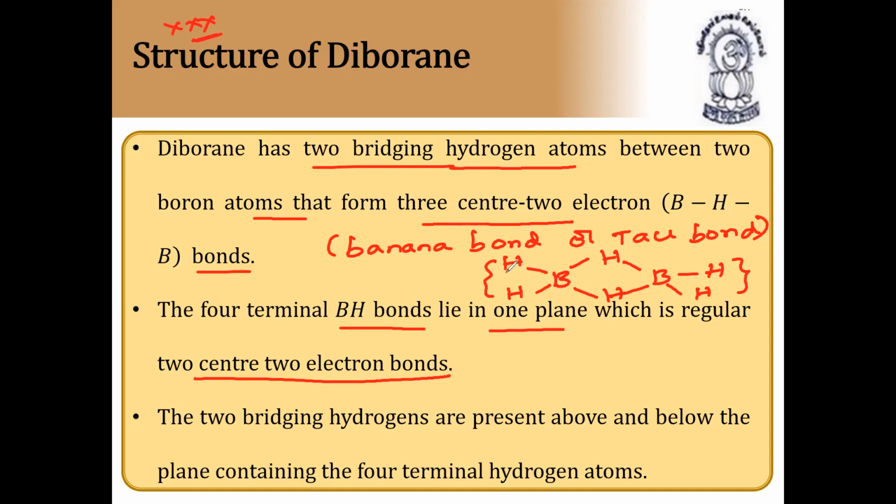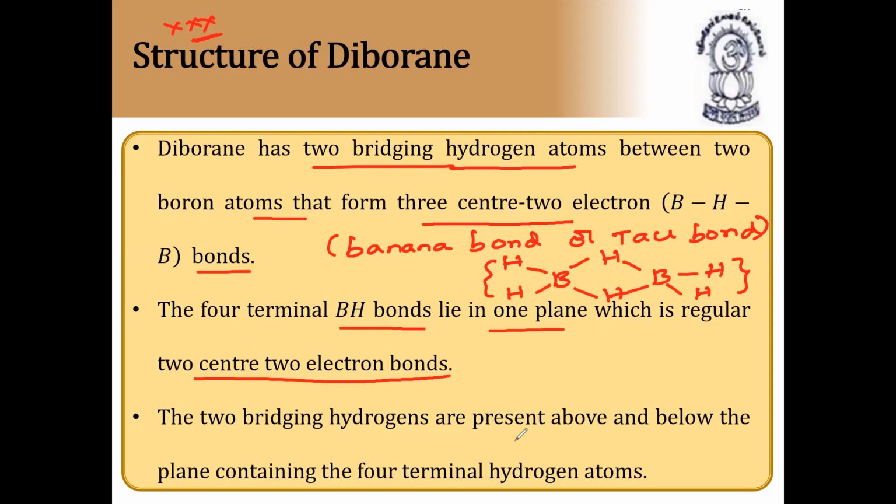Very important. 2 center 2 electron bonds. The four terminal BH bonds lie in one plane. These are the outer terminal hydrogens, called terminal hydrogens. These two are bridge hydrogens. It has four terminal hydrogens and two bridge hydrogens. So please listen carefully. One, two, three, four. These four terminal BH bonds lie in only one plane, which are regular two center, two electron bonds.